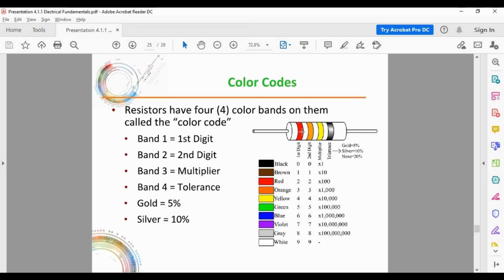So you have the first and second digit, which are the first and second bands. Then you have the multiplier, which is your third band, and then finally your tolerance. The gold band is a 5% tolerance. The silver band is a 10% tolerance, and if there's no band, it's a 20% tolerance. Whenever I look at them, I use the tolerance band to help me determine which direction I need to go.